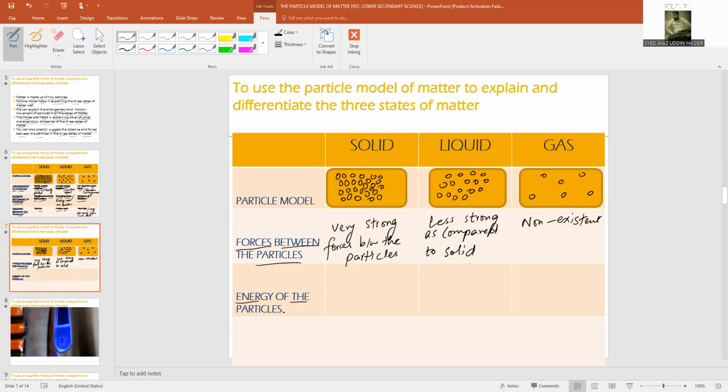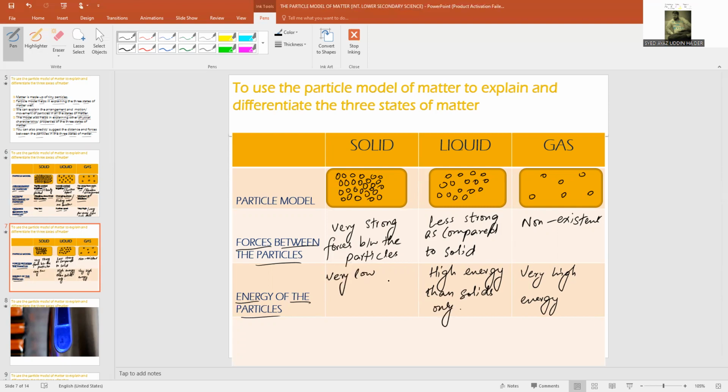What about the energy of the particles? So in the gases, the particles are always in motion. They have very high energy. In case of liquids, they have higher energy than solids, but lower than gas. And solids have very low energy because the particles are just vibrating about their fixed position.